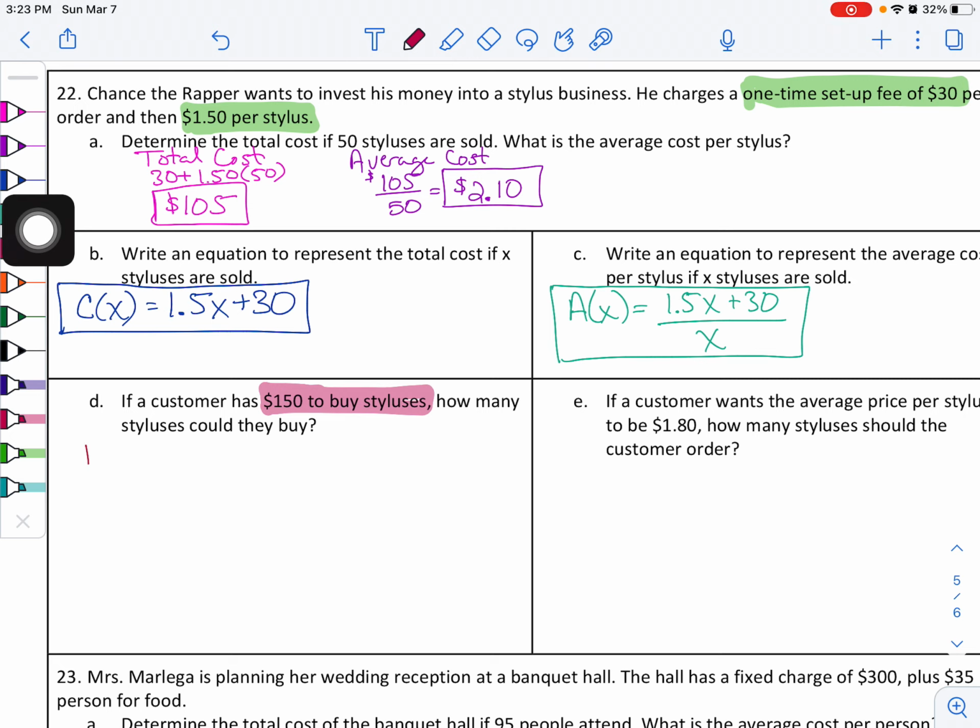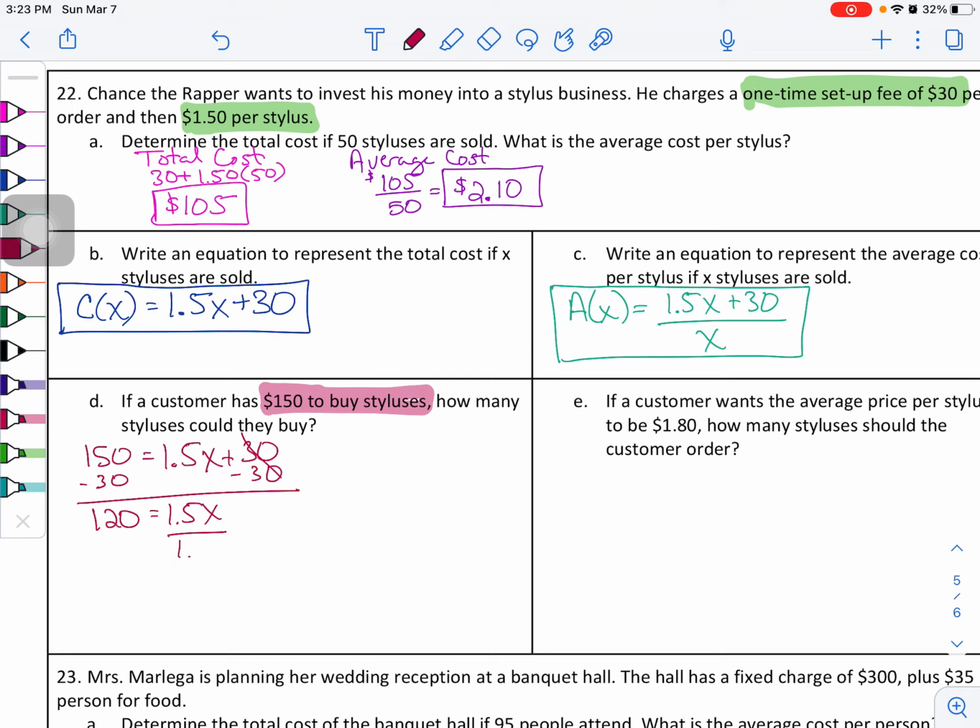If a customer has $150 to buy styluses, how many styluses could they buy? So $150 would be the total amount that they have, and that would go with our answer in part B, which is our total cost. So we're going to do 150 plus 1.5. Nope, I lied. It's 150 equals 1.5x plus 30.